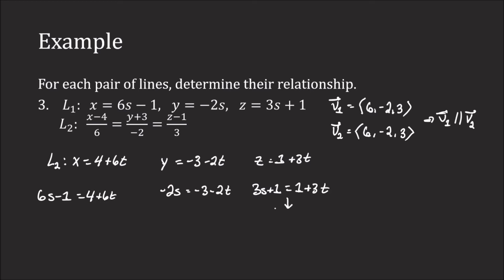That third equation implies that s is equal to t. If we now take that and plug it into this second equation, notice that we get an immediate contradiction. We have negative 2t is equal to negative 3 minus 2t. That's nonsense. So they do not share a common point. Therefore, the lines are just parallel.